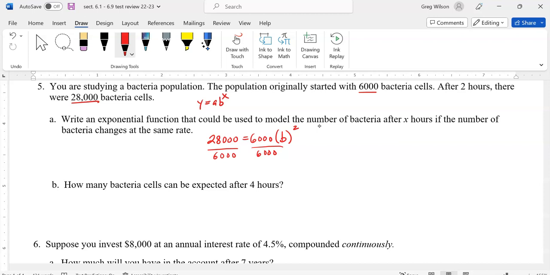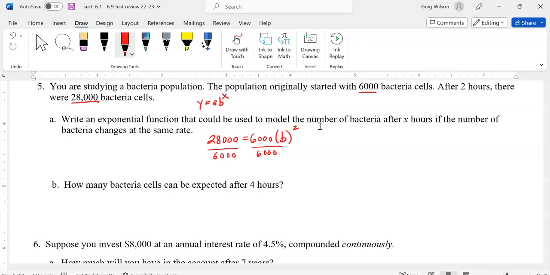28,000 divided by 6,000. And we'll just run this out to 4 decimal places for our final answer for B. So right now, I'm not going to do any rounding. I'm going to wait, and I'll do that at the end.